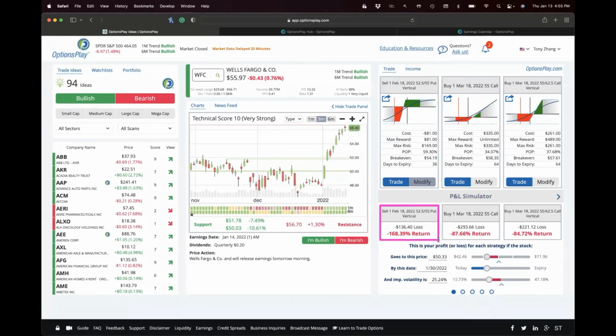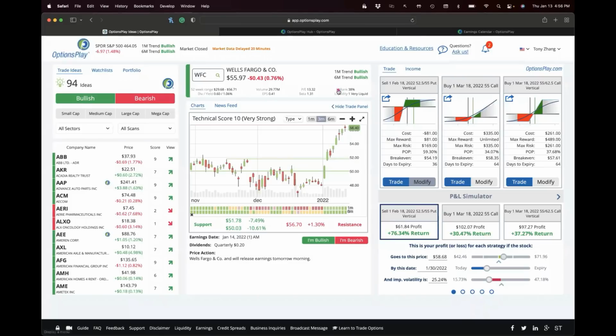I'm risking $136 versus $200+ on these two other strategies. So I'm going to factor these things in to decide whether I think I'm going to sell a credit spread versus buying a call or buying a call spread. And these are the things that I look at to determine, okay, do I think I want to be selling going into earnings, or do I want to look at buying into earnings?